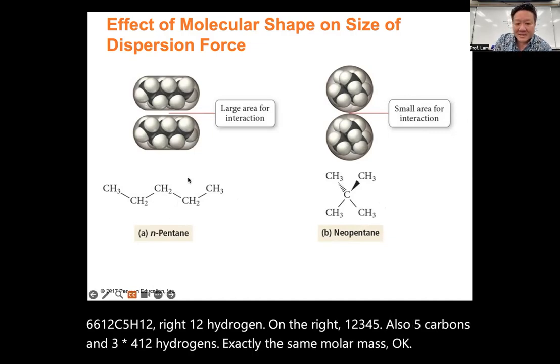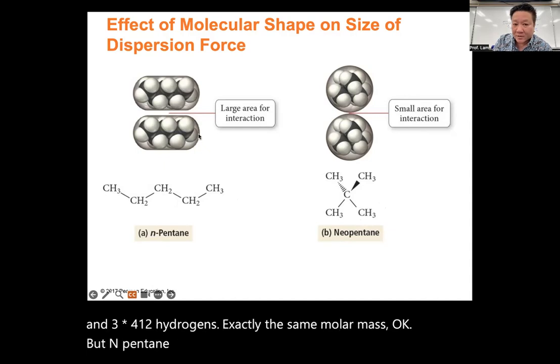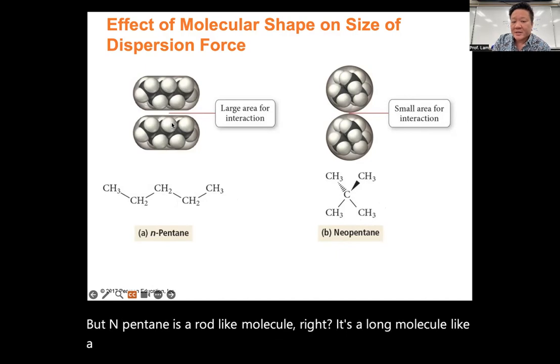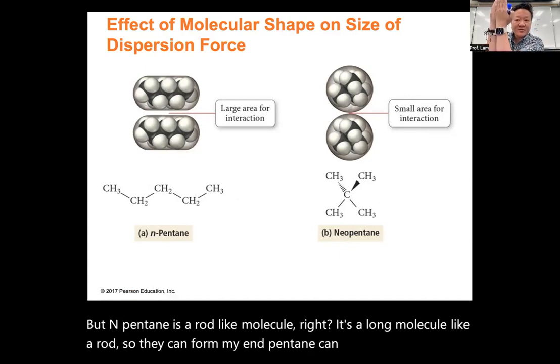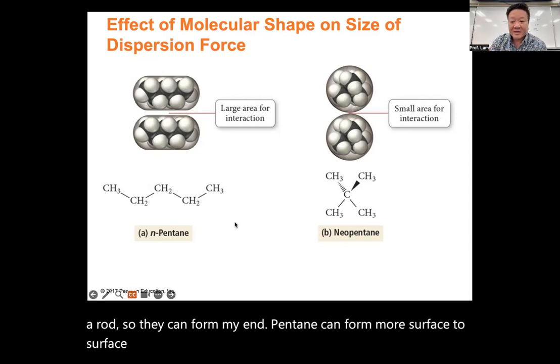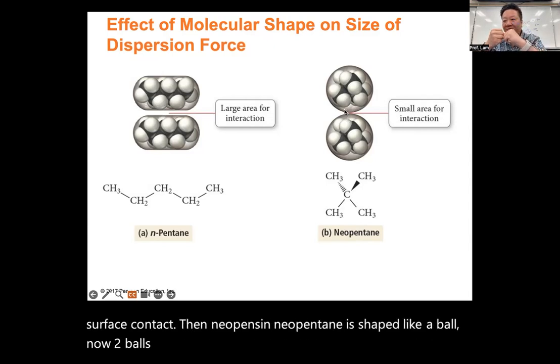But n-pentane is a rod-like molecule. It's a long molecule, like a rod. So n-pentane can form more surface-to-surface contact than neopentane. Neopentane is shaped like a ball. Now, two balls don't have very much surface-to-surface contact.